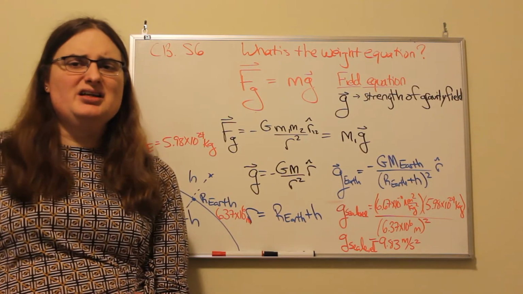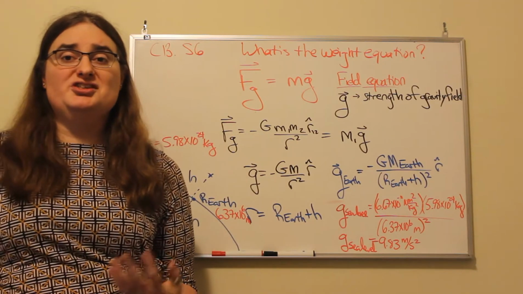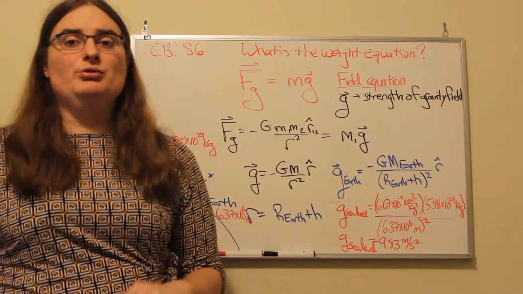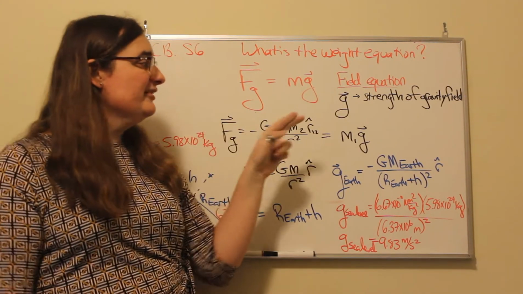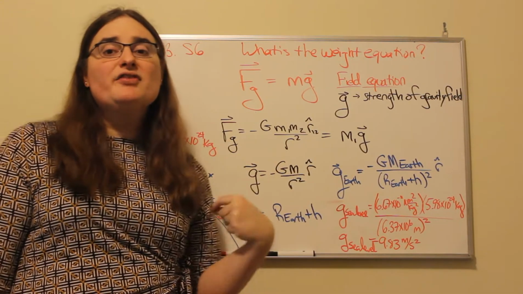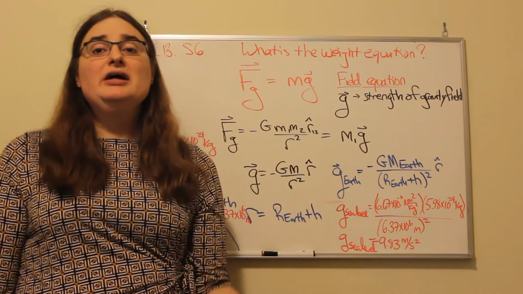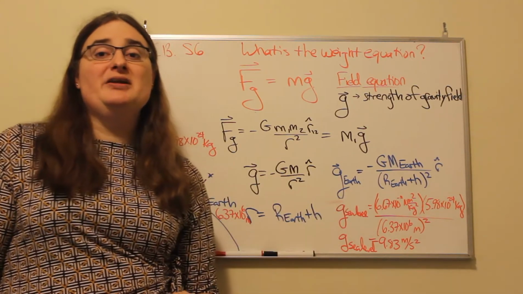Electricity does the same thing, magnetism does the same thing. All of the fundamental forces can be described through a field representation. So what we're saying here is that g, with an arrow over top, is the strength of the local gravity field that's being created by the masses that already happen to be there.